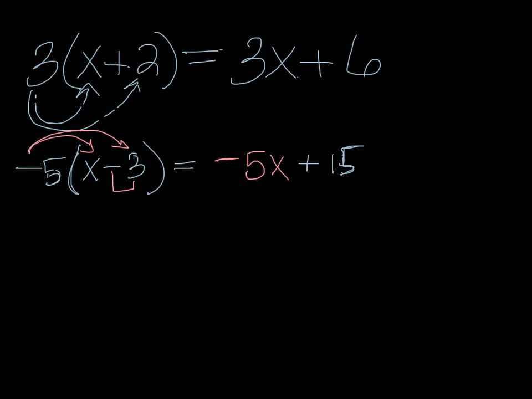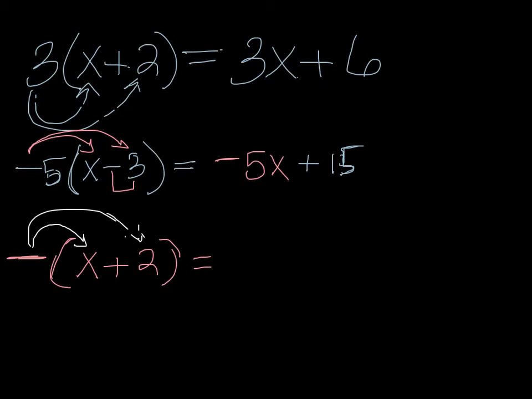Sometimes you'll see problems like this one. Negative, parentheses, x, let's say, plus 2. In this particular situation, you're still distributing, but you're simply distributing the negative sign into the parentheses. Or an invisible -1. Some people like to say there's like an invisible -1 there. So, we go ahead and distribute the negative to the x and the negative to the positive 2.